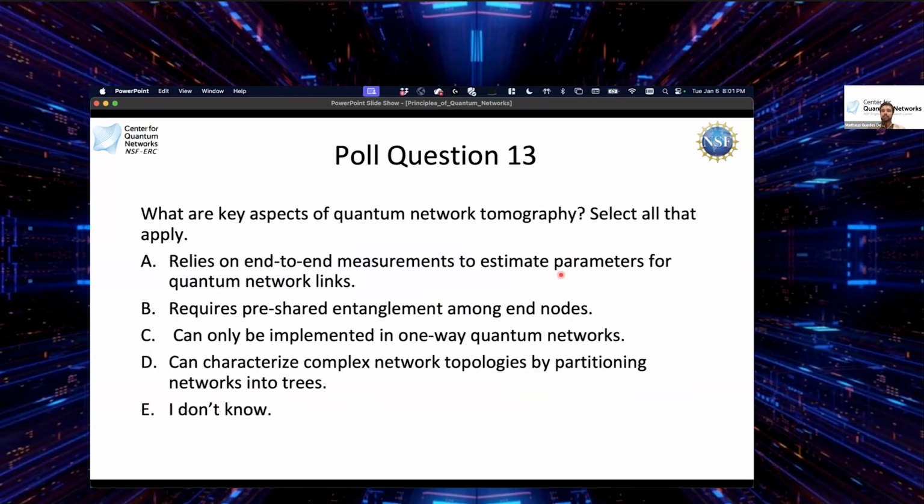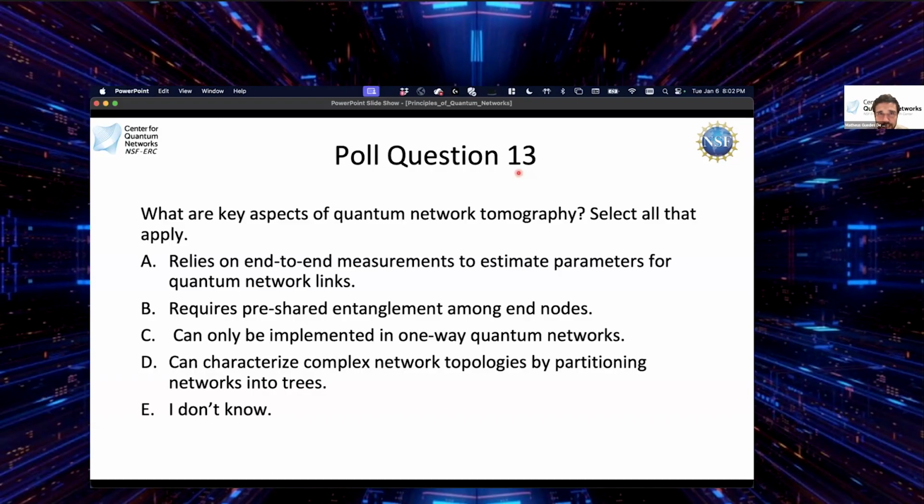Okay, so let's go over our last poll question for our course, poll question 13. What are the key aspects of quantum network tomography? Select all that apply. A, it relies on end-to-end measurements to estimate parameters for quantum network links. B, it requires pre-shared entanglement among n nodes. C, it can only be implemented in one-way quantum networks. D, it can characterize complex network topologies by partitioning networks into trees. Or if you'd like to answer, I don't know, that's option E.